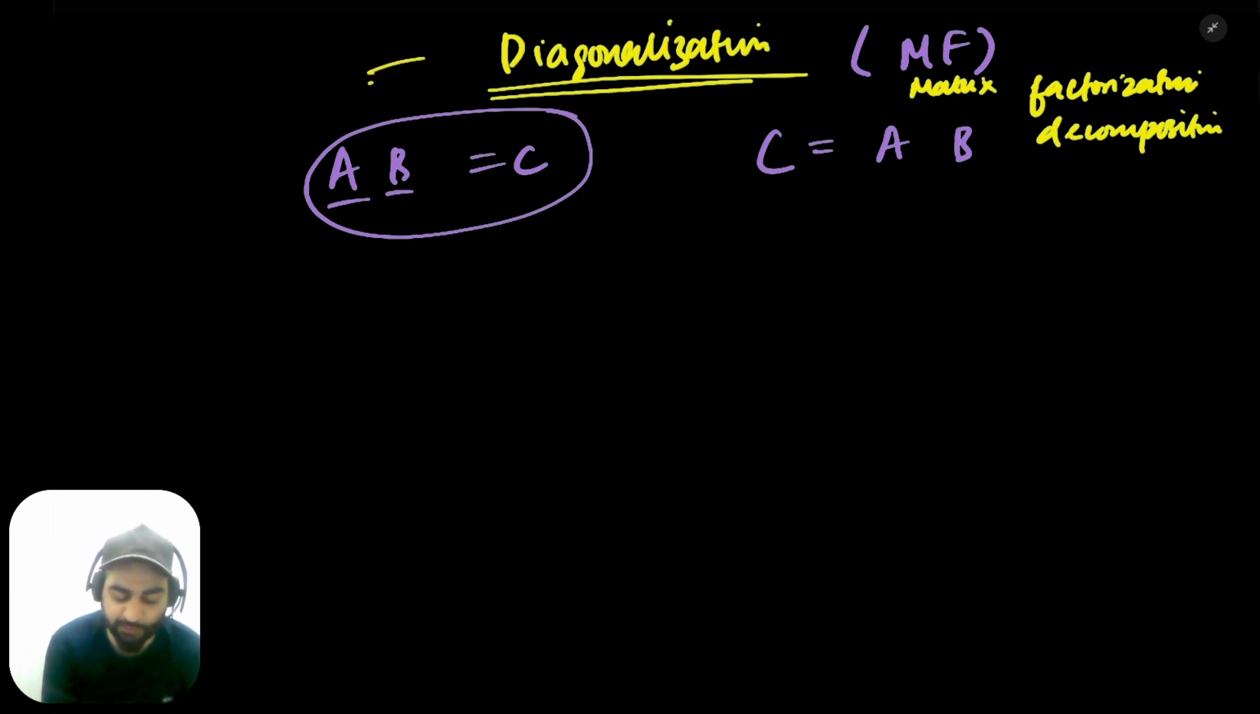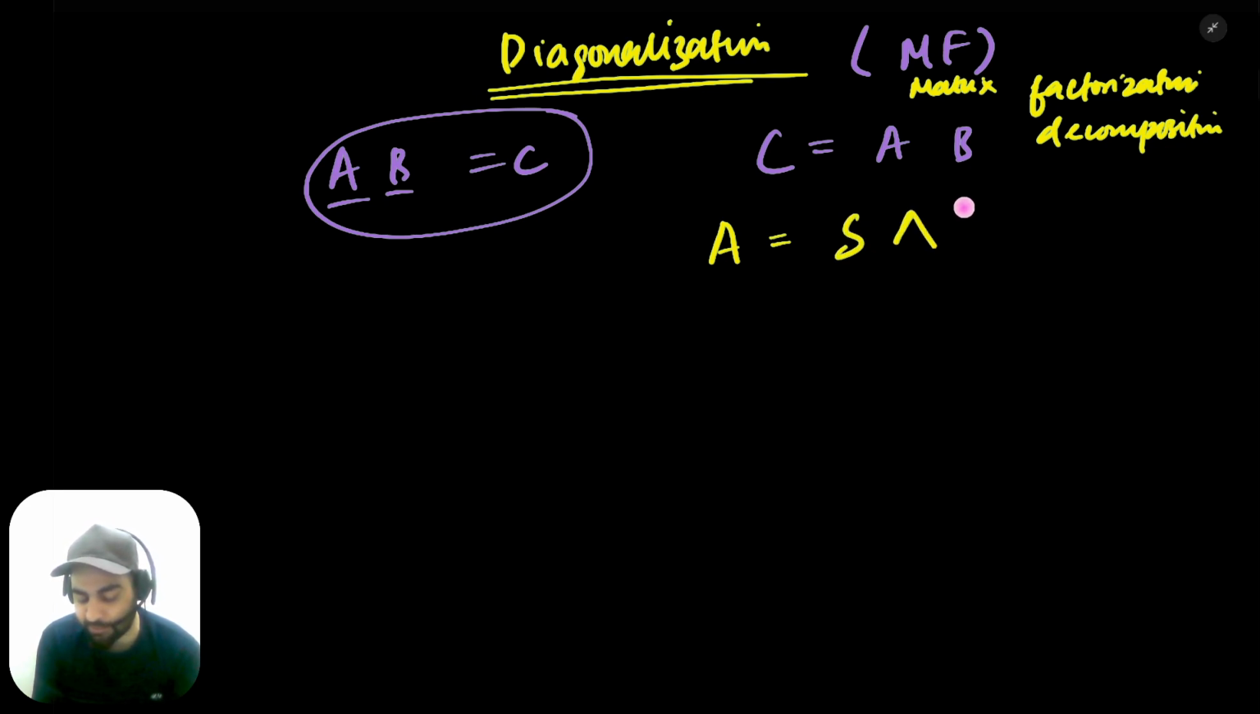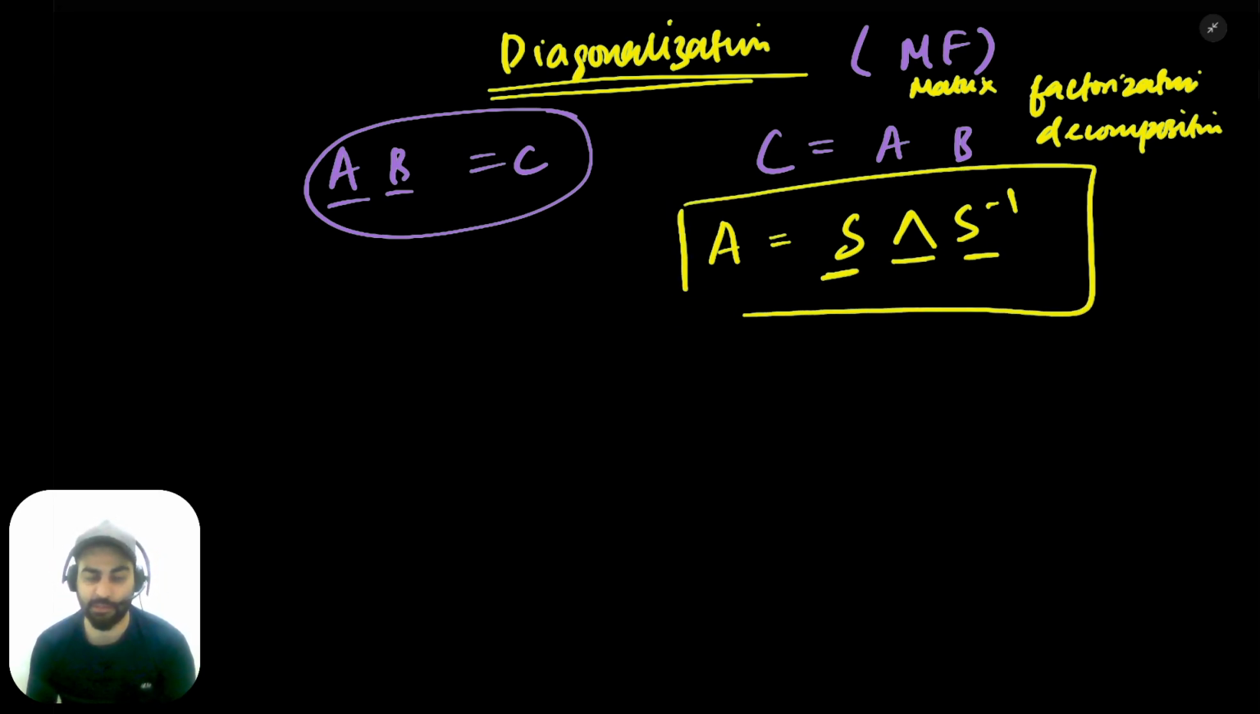This diagonalization is one of the factorizations. So we'll factor these matrices. For example, if we have a matrix A which is diagonalizable, we'll have something like S lambda S inverse. This is one matrix, this is another matrix, and this is another matrix. So this is also a decomposition. Let me motivate this example first. Why are they so important?